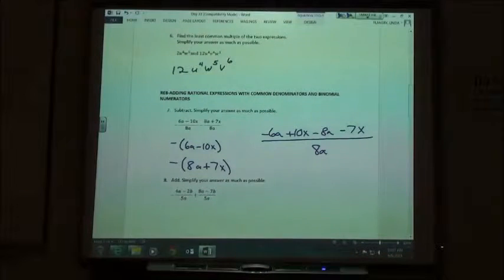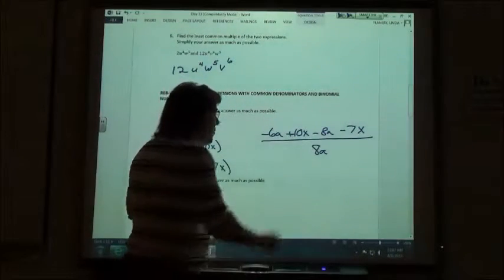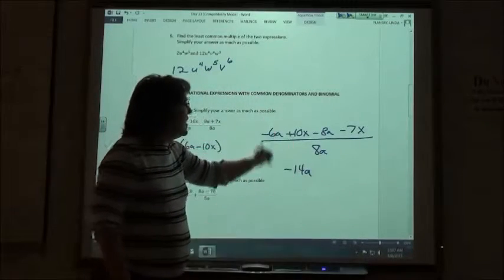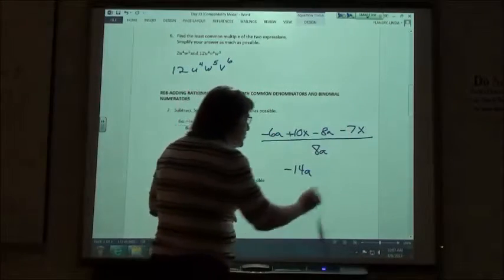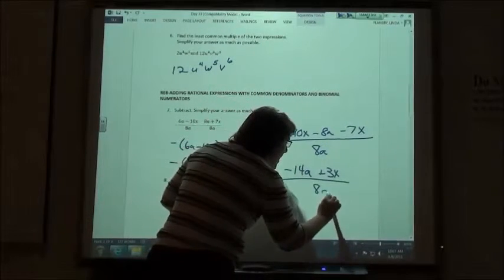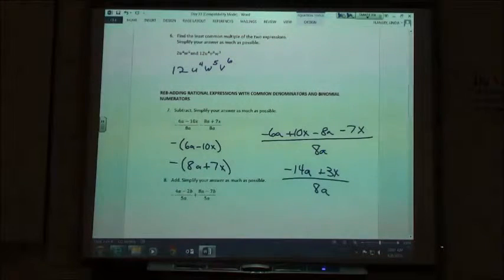Now, just like when I add other fractions, I'm just going to work with the numerator. I'm going to combine my like terms. So negative 6a minus 8a would give me negative 14a. Positive 10x minus 7x would be positive 3x over my 8a. Now, the only way I can simplify that is if all three terms are divisible by the same thing. Since they're not, I can't reduce that down any farther.